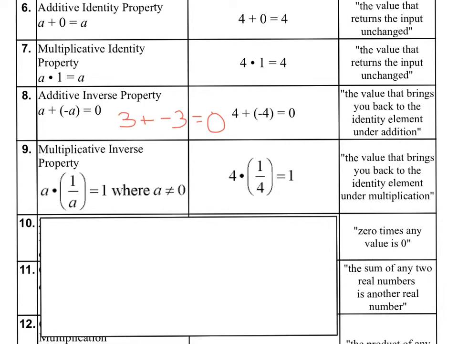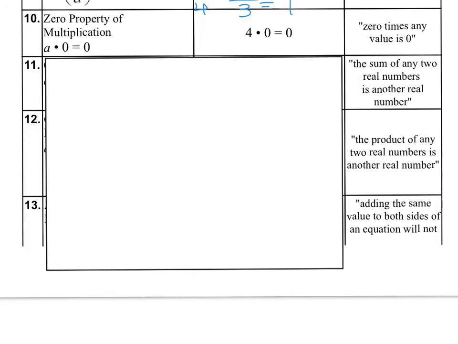So either multiplicative inverse, or you can say reciprocal. So here we see 4 times 1/4. The reciprocal of 3/4 would be 4/3, and 3/4 times 4/3 would give you 1, which is the identity element under multiplication. Moving on to number 10, we have the 0 property of multiplication. Anything times 0 is 0. So 4 times 0 is 0. 0 times 0 is 0.